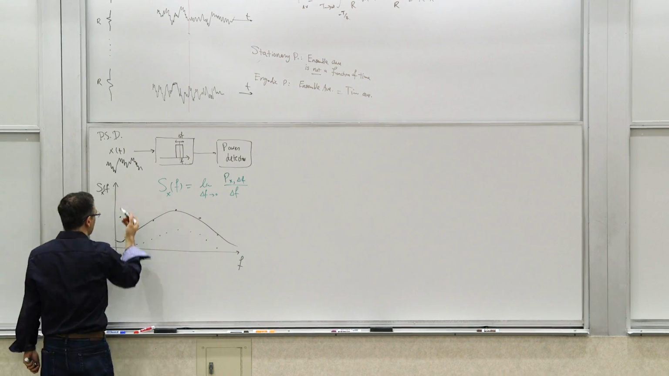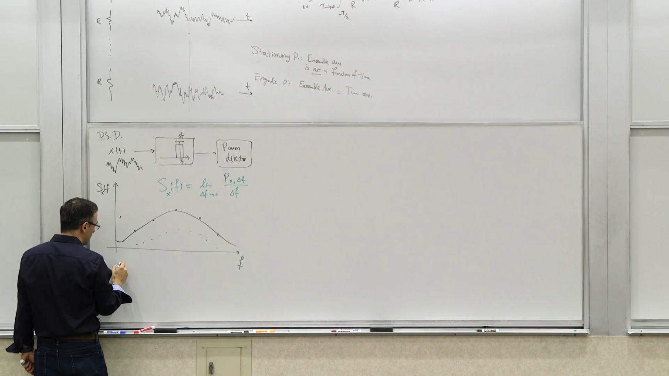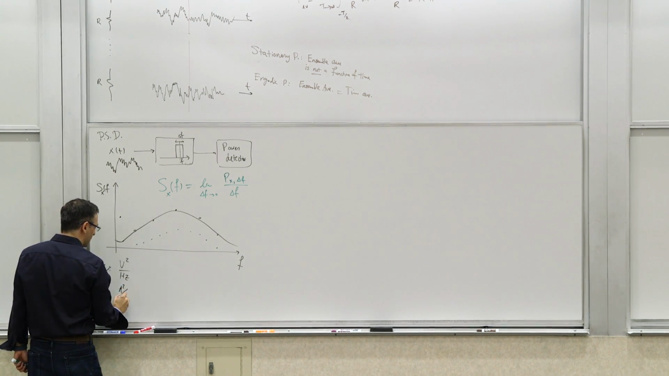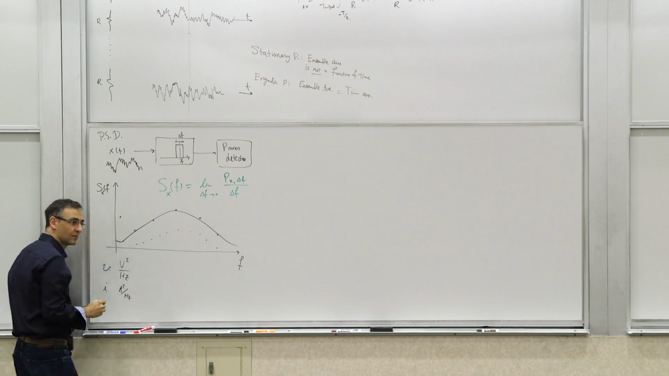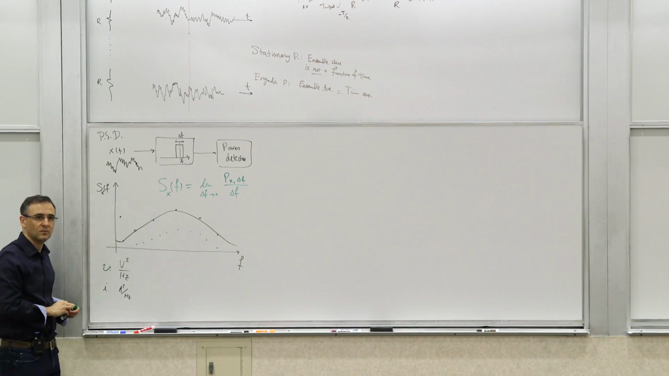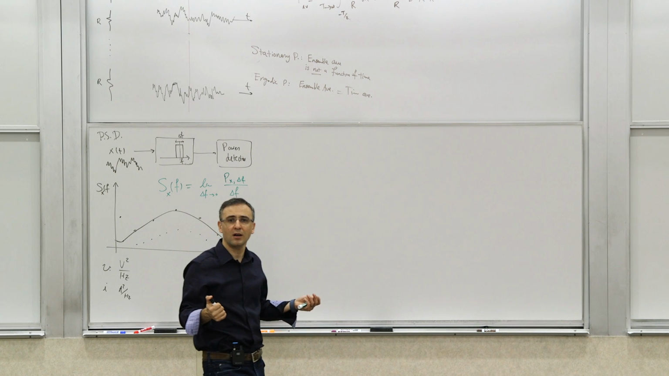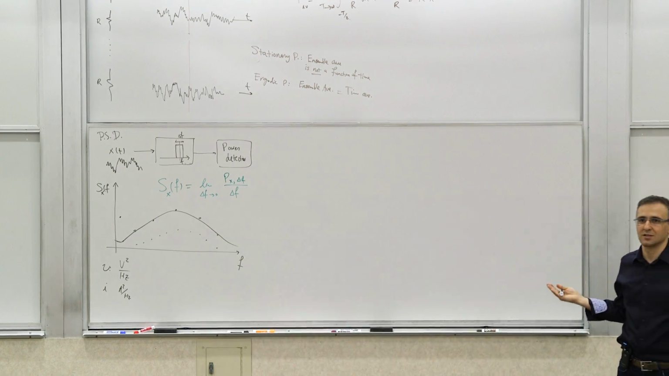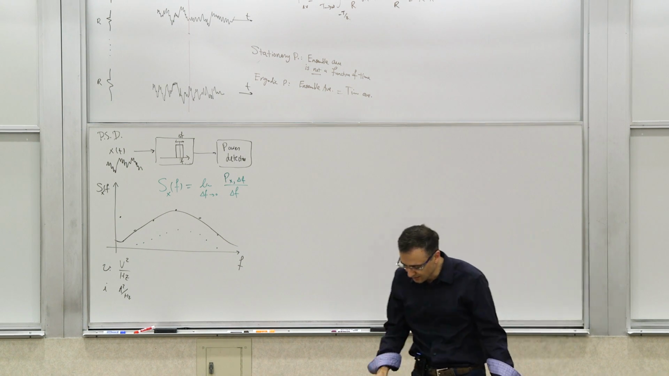So now, if x of t, for example, was a voltage, then the units of this thing would become volts squared per hertz, right? Or if it was a current, then you get amps squared per hertz. Or if it was some other arbitrary quantity, you get whatever. Like, let's say a unitless quantity, you get something like 1 over hertz, units of seconds, right?